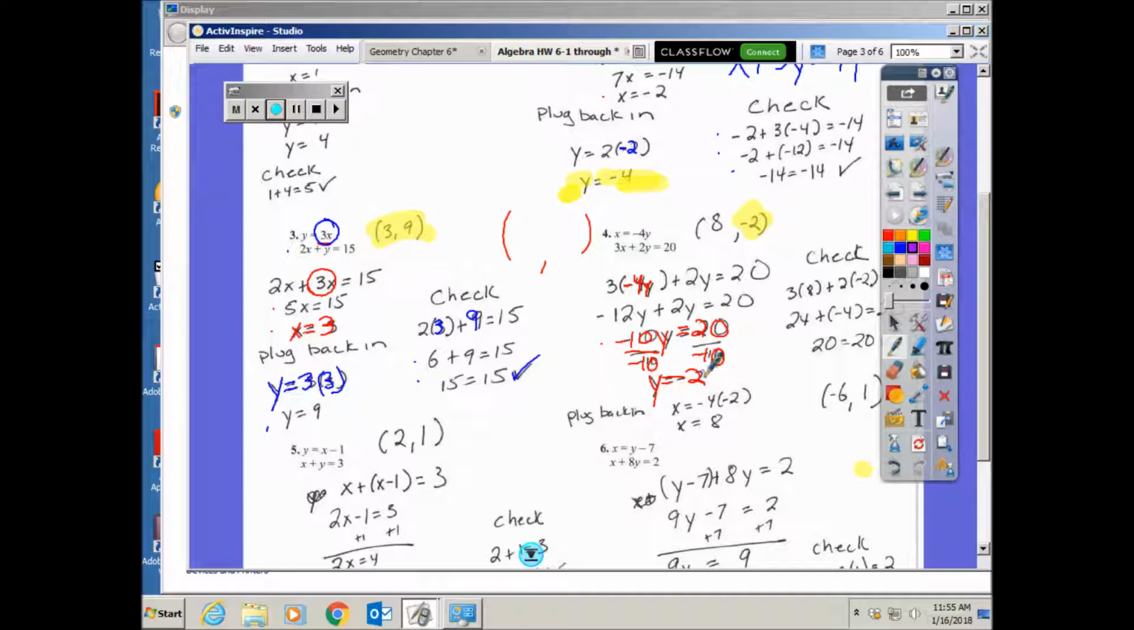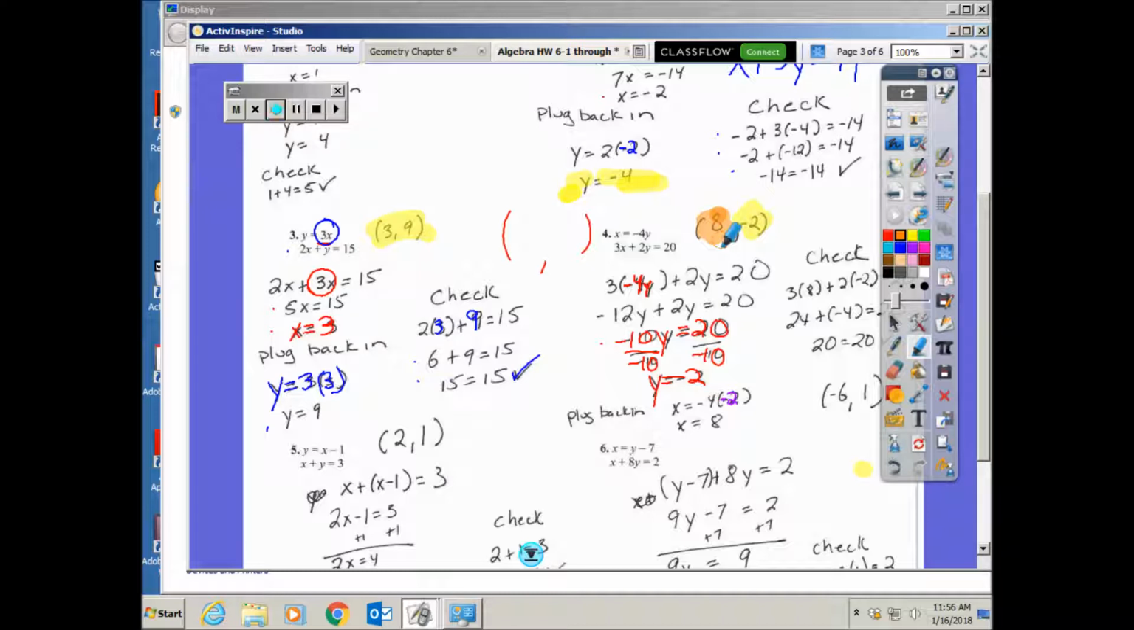Okay. So, I'm going to take the first equation. X equals negative 4y. And for the y, I'm going to plug in negative 2, because that's what I just solved for. So x equals negative 4 times negative 2. Negative 4 times negative 2 is 8. So it looks like my solution is 8, comma, negative 2.